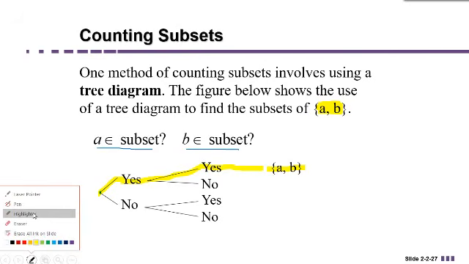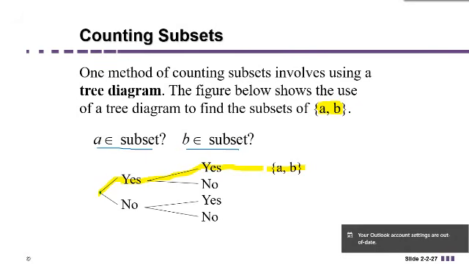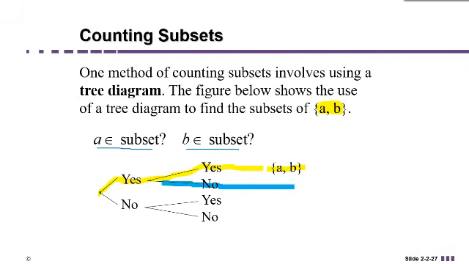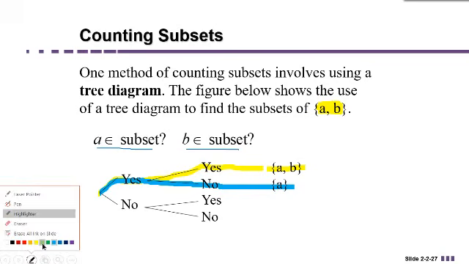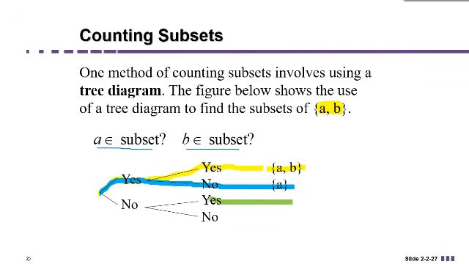Now let's use a different color and we're going to look at the next branch. The next branch ends here. Following it back to the beginning, we have that B is not an element of the subset, but A is. So that would be just the subset containing A. This next branch, reading it backwards, starting here, it's going to go through yes and then no. So this represents the scenario that B is in the subset, but A is not. So that's just the subset with just B in it.